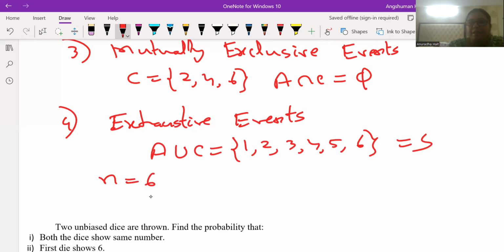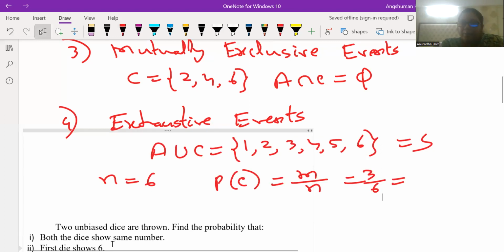Now suppose the question is: what is the probability of getting an even number? I have defined the even number event as C here. I will write probability of C, and the formula will be M by N. What is M? I will count how many points are there in the event C. So I can get 3 points here and N equal to 6. So 3 by 6, we will simplify and get the answer.